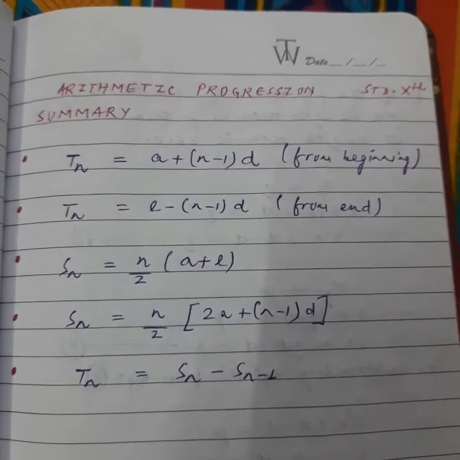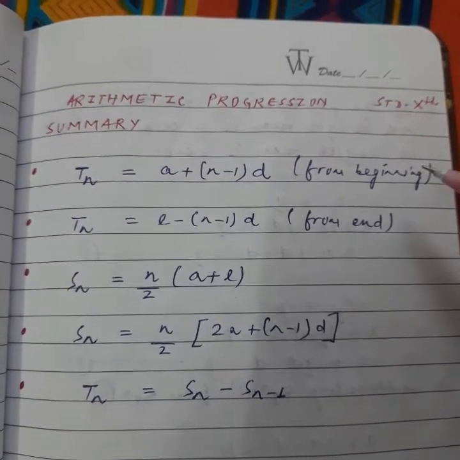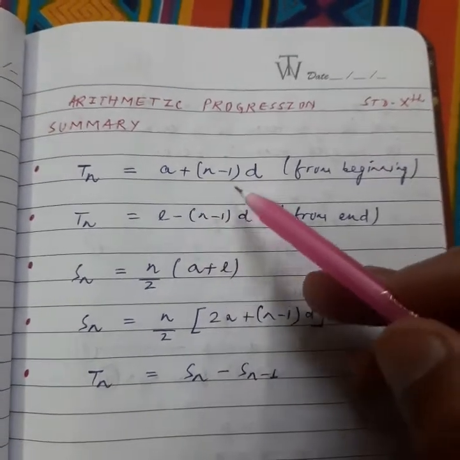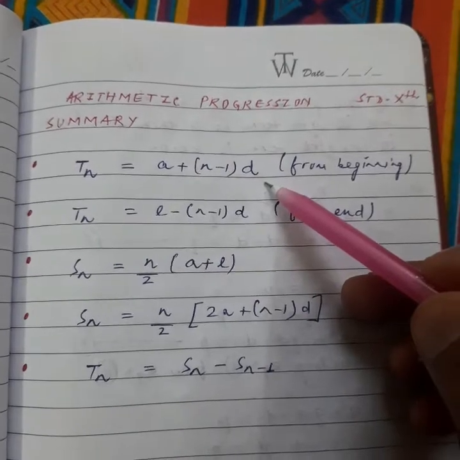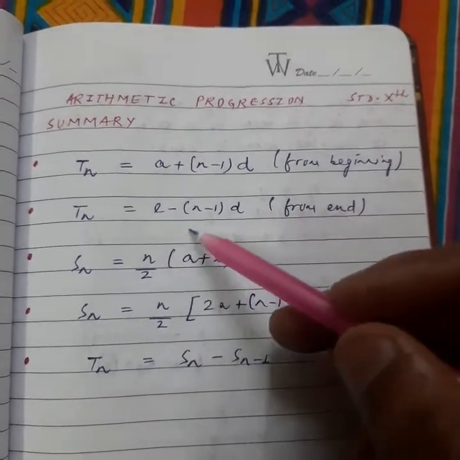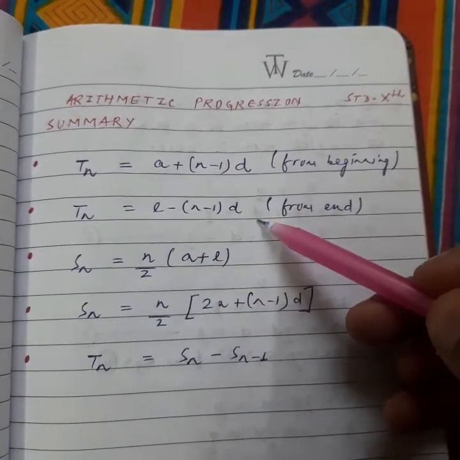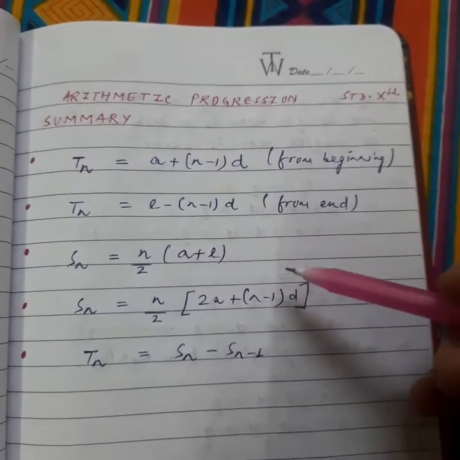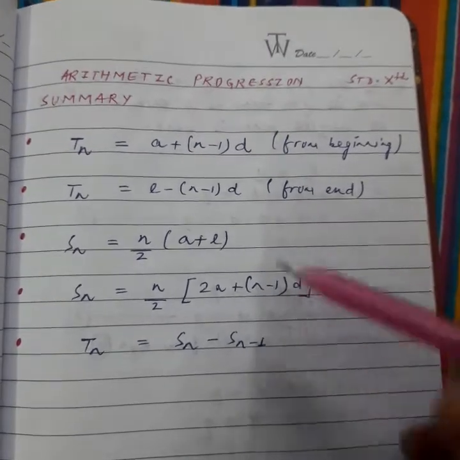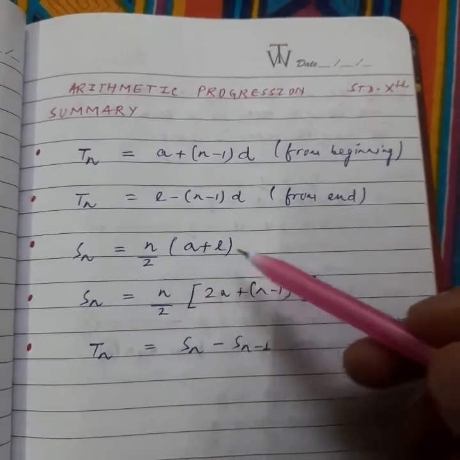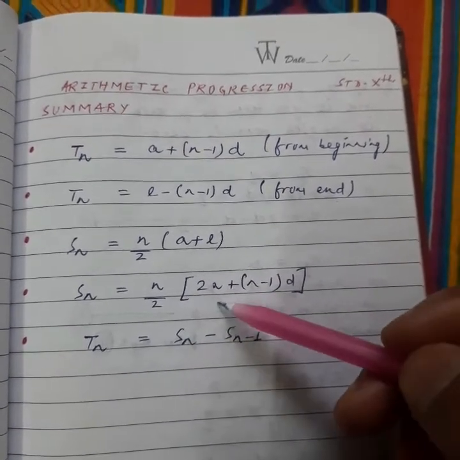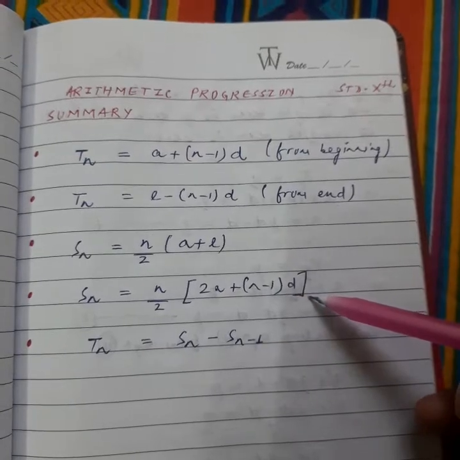So, the summary of arithmetic progression is: the Tn term from the beginning of an AP is A plus (n minus 1) into D, and the Tn term from the end of the AP is L minus (n minus 1) into D. If we need to find the sum of n terms of an AP, we can use two formulas. One is n by 2 into (A plus L), and the other one is n by 2 into (2A plus (n minus 1) into D).